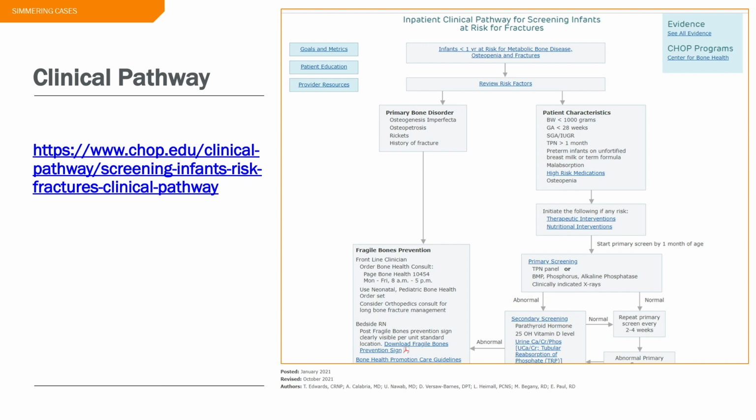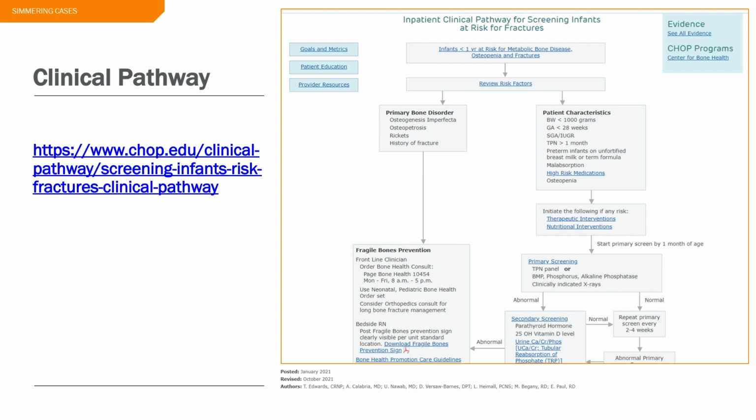At the Children's Hospital of Philadelphia, we have implemented the use of a screening pathway for infants at risk for metabolic bone disease or fractures. This pathway can be publicly accessed via the CHOP Pathways Library at www.chop.edu. Our pathway utilizes both primary and secondary screening tools to identify infants who may benefit from an evaluation and treatment led by an endocrinologist with expertise in neonatal bone health.